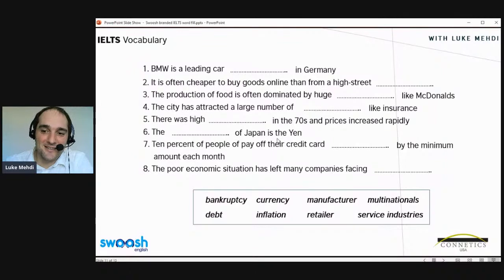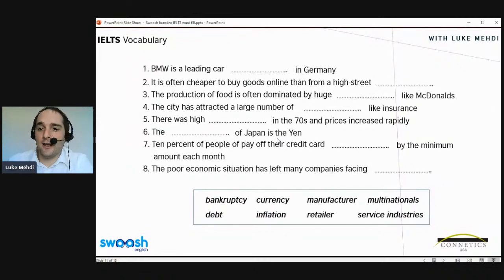Okay, good, Suresh. Yeah, Roxanne's got number 5. And Kendi, well done. Number 6, Michelangelo. Harriet, brilliant. Yeah, really good, everyone. Usman, Amam. So that is the currency of Japan is the yen. Well done. Good, Hensen, Mohammed, Saman. Number 7, 10% of people pay off their credit card what by the minimum amount each month?